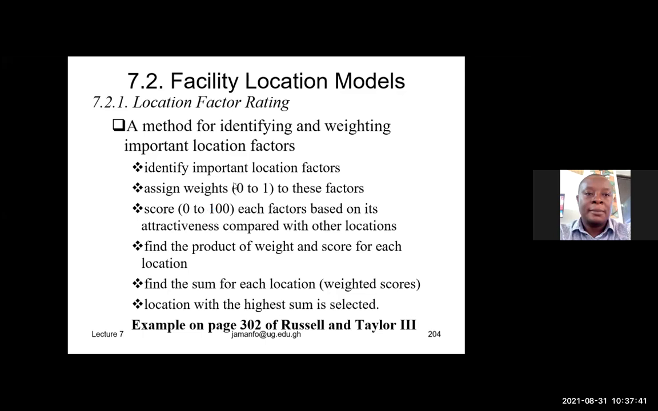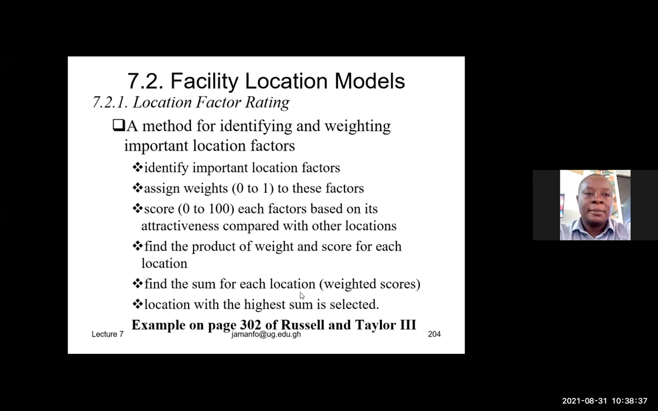You score the area. Apart from the weight that you assign to it, you also score it. And in terms of scoring, the scoring is done between 0 and 100. And it is based on attractiveness compared to the other locations. Yeah, we find the product of the weight and score, which means we multiply what you have here with what you have assigned here. Assuming that for a particular factor, you assigned 0.5 as the weight. And then in terms of scoring, you scored it let's say 95. Then when you come here, find the product of the weight and score. You multiply the 95 by the 0.5. That's what we mean. Don't worry, I'll show you an example in the next slide so you don't get confused.